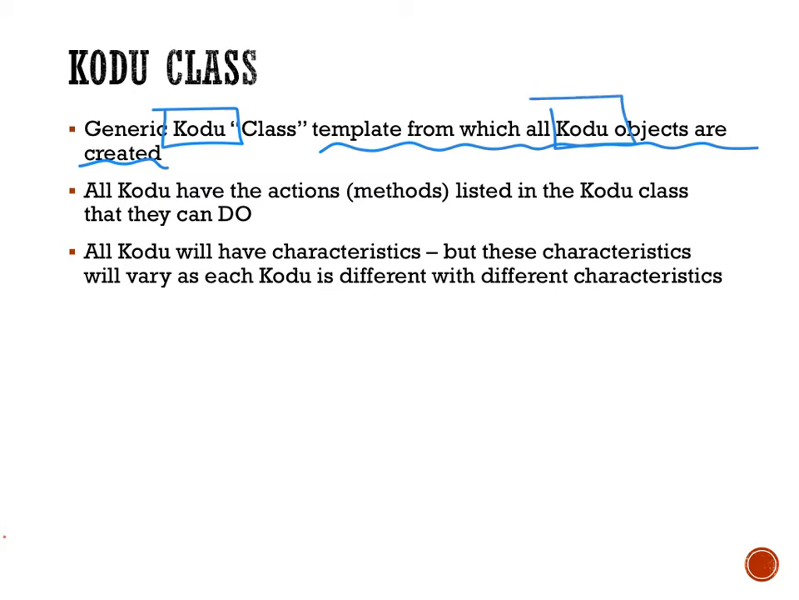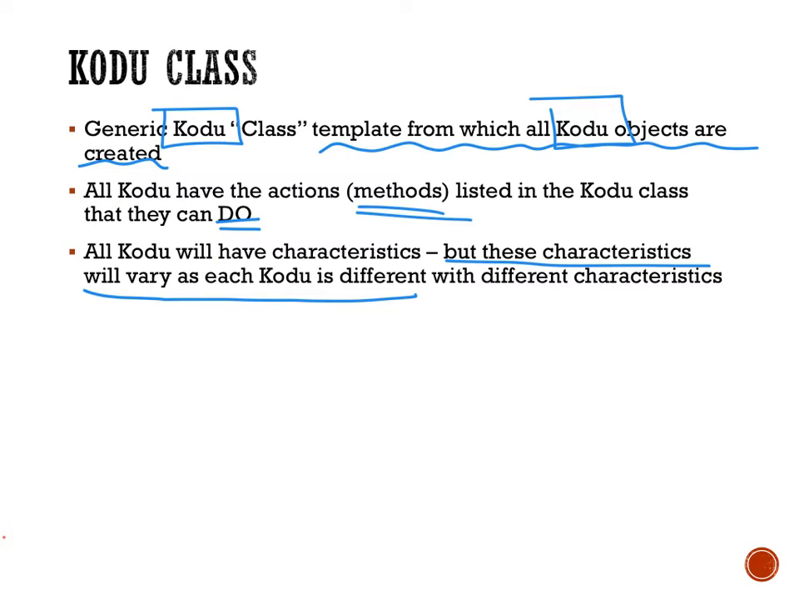Then all Kodu have the actions or methods that are listed in that class that they can do. So keep in mind, methods are things that your object can do. They are the actions. And then from there, they also list all the characteristics that the Kodu will have. But these characteristics will vary as each Kodu is different. So what I mean by this is one Kodu whose characteristic for color may be blue, while another Kodu whose characteristic for color may be red.